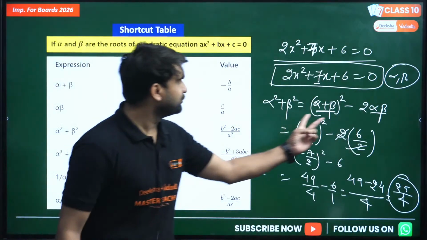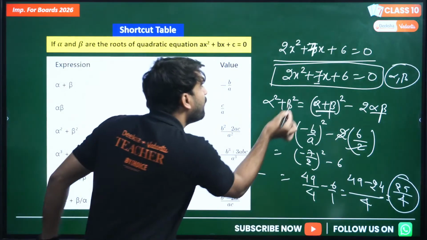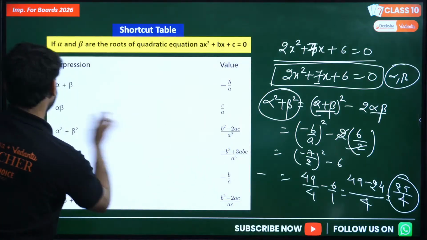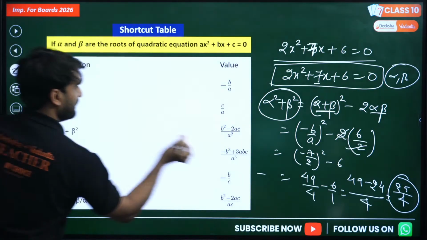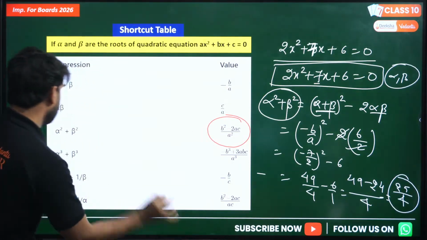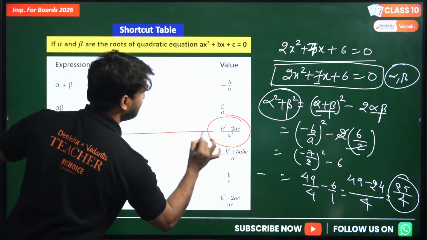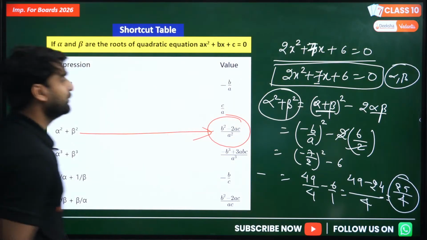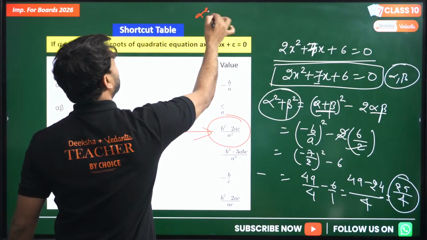So we have just used this formula. Now, if you want to find alpha square plus beta square, you can directly use this formula. Yes, this one. This will also give you the same result. Look, alpha plus beta square, this formula. So this is a short trick, a short method.